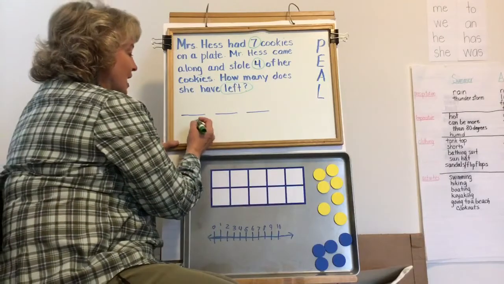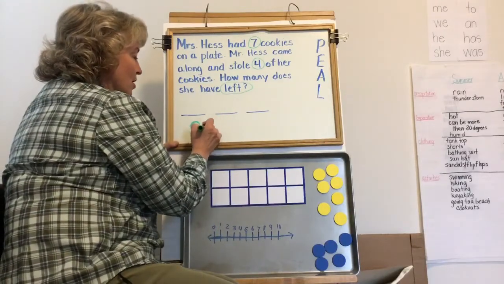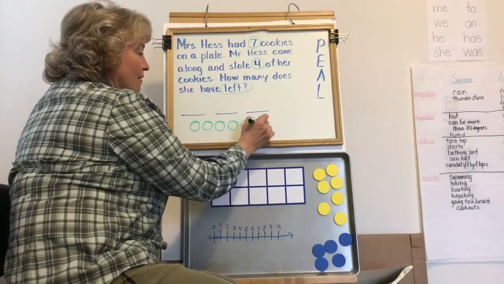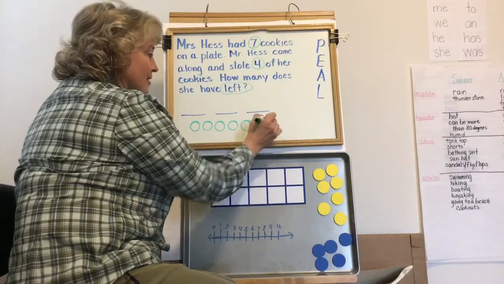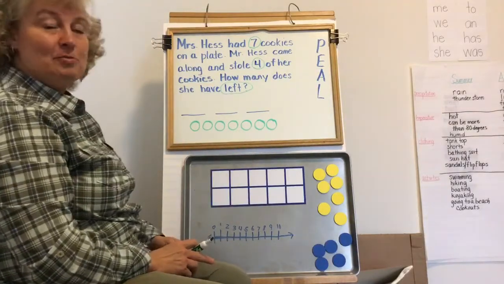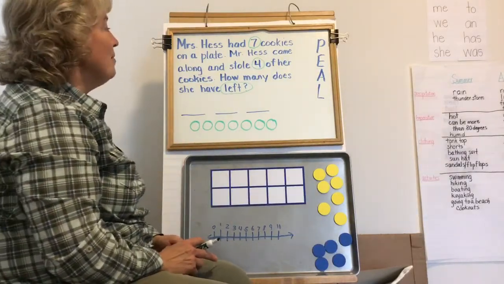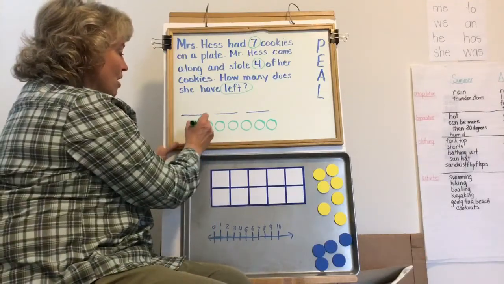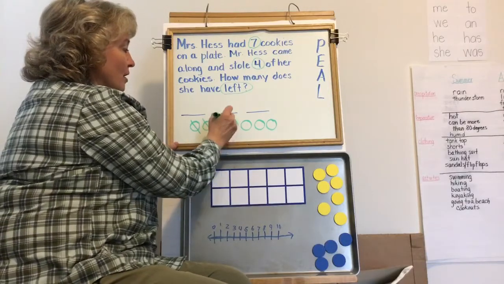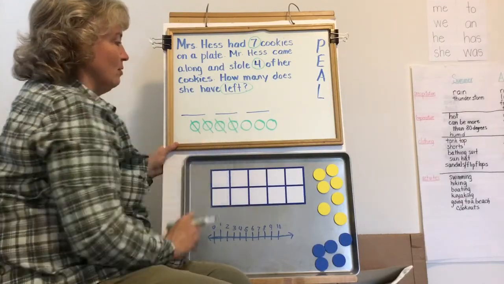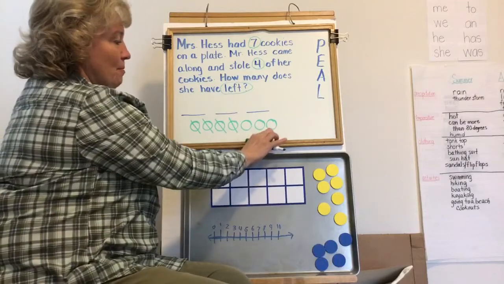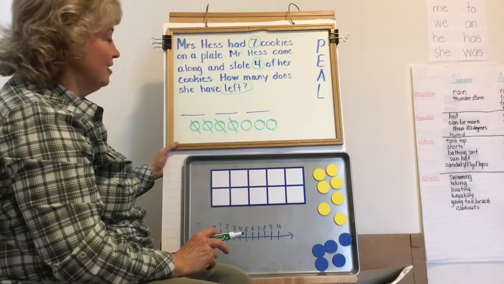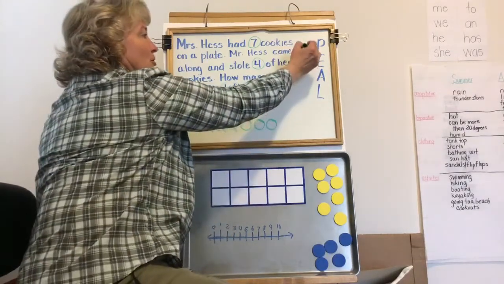So let's start Mrs. Hess with 7 cookies. 1, 2, 3, 4, 5, 6, 7. Okay, there's my 7 cookies. Mr. Hess came along and stole 4 of her cookies. So we're going to take 4 away. 1, 2, 3, 4. Okay, so this will show us how many we have left. So go ahead and you count to see how many I have left. All right, so there's my picture.